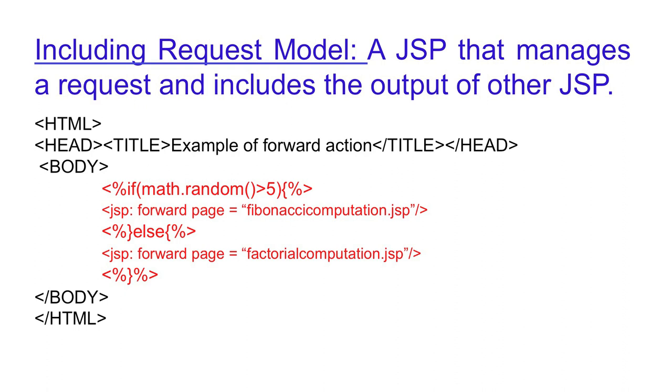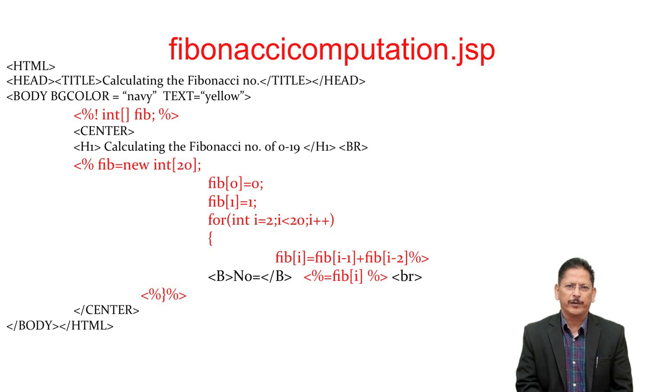Now see the first program, Fibonacci computation. We are generating the Fibonacci series. You know very well that in the Fibonacci series we find the next value by adding the two previous values. Here in the HTML head portion we have a title; the title is closed, the head is closed. Then we start the body with bgcolor navy, so the body background color is navy and the text color is yellow. Here you can see percentage, exclamation, int fib, which is an integer array variable, and this exclamation sign is used here. Then we have the center tag, and inside the center tag we are displaying the values of the Fibonacci series.